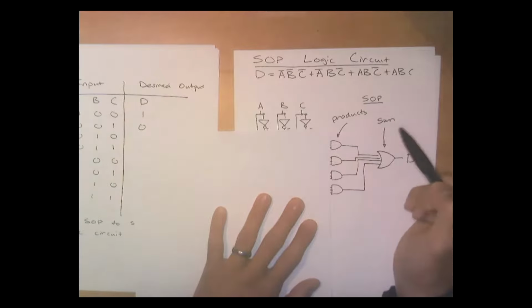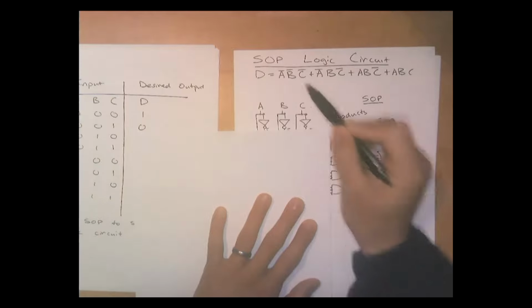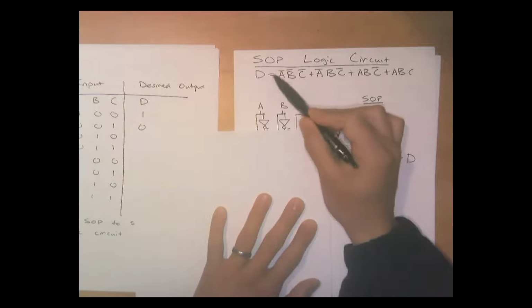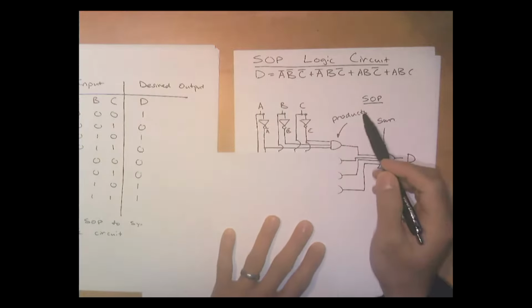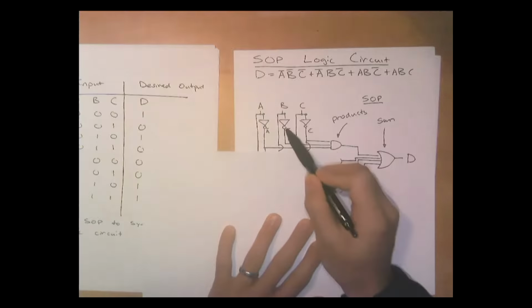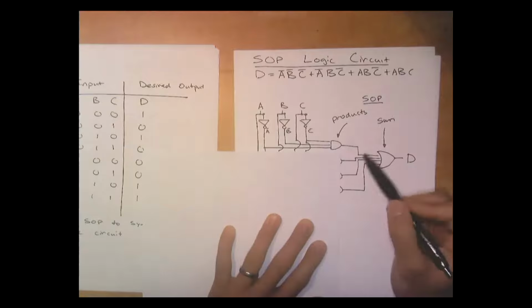And now all I have to do is for every AND gate, so this AND gate is going to correspond to this minterm, I'm going to connect A bar, B bar, and C bar to this one. So let's look at how that works. A bar, B bar, C bar. Perfect. Okay, let's do the next one.